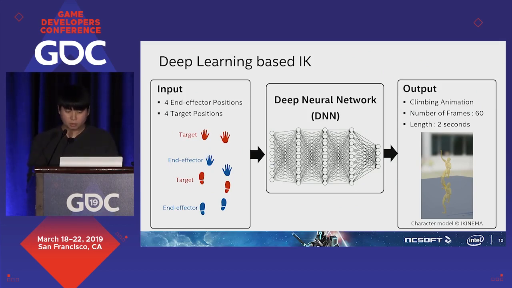To generate this motion, the model receives current and target positions of both hands and feet as input. It is a total of 8 position data. And the model outputs the climbing motion data, which is composed of 60 frames. And this is equivalent to 2 seconds of animation.